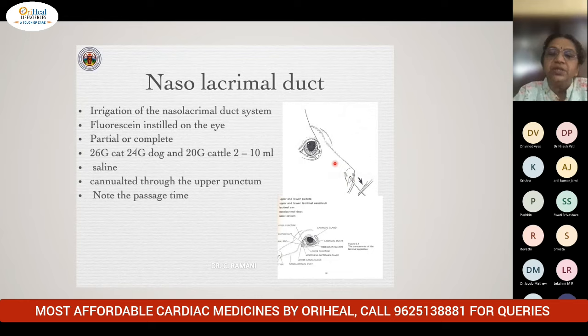If there is a partial block, under sedation you can cannulate the upper punctum, probe the nasolacrimal duct, try to flush it, and remove the obstruction in the nasolacrimal duct. If there is a block in the upper punctum, the tear can get drained through the lower punctum, so the main concern is for the lower punctum. If the lower punctum is blocked, then you will find epiphora as a common clinical finding.